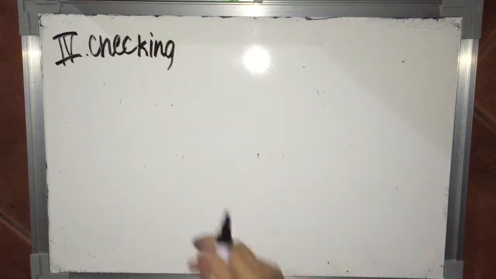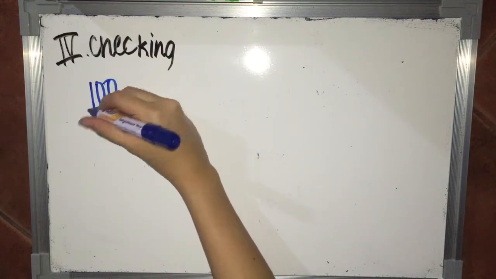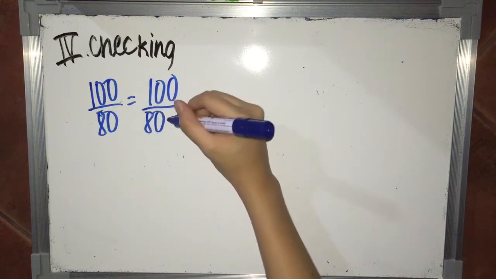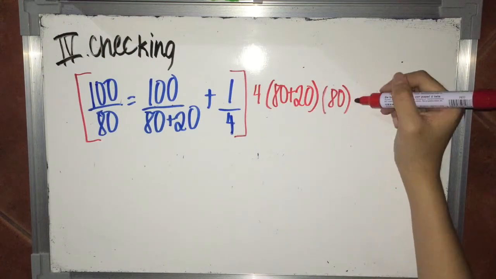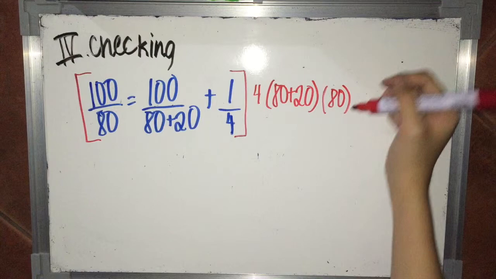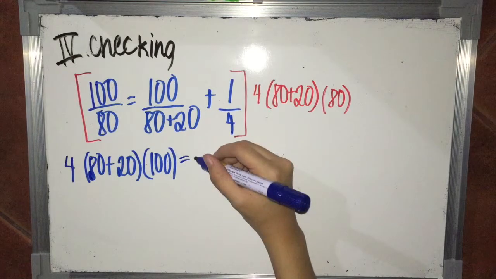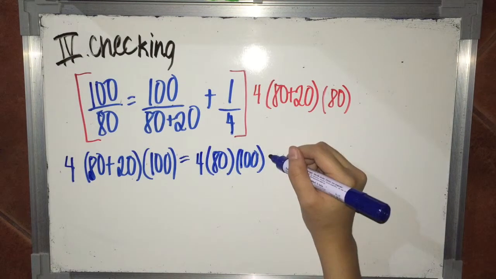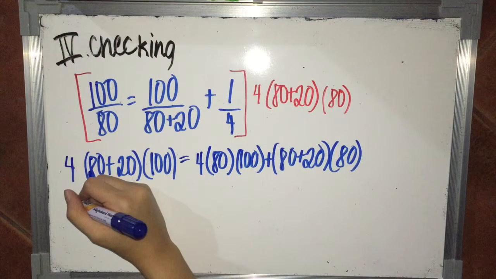Step 4 is checking. Substitute x in the equation with 80 and check if it is a true statement. Then, if it is correct, it is our final answer. It is now 100 over 80 equal to 100 over 80 plus 20 plus 1/4. Get all of their LCDs, so it is 4 times 80 plus 20 times 80. 80 will get cancelled out, so it's 4 times 80 plus 20 times 100 equal to 4 times 80 times 100, since 80 plus 20 got cancelled out for this one. Then plus 80 plus 20 times 80 since 4 got cancelled out.